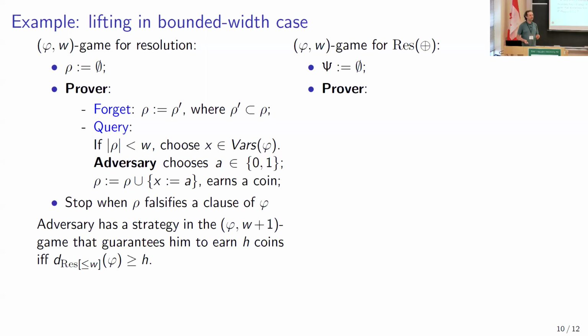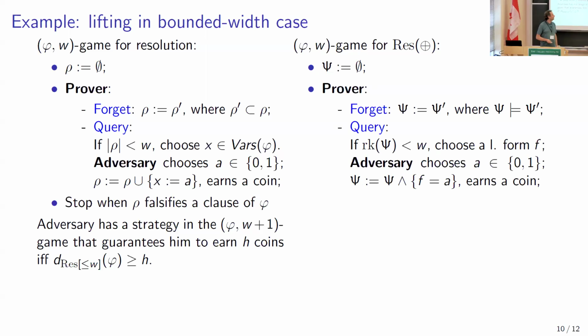Now the players have a common linear system. Initially, it's an empty linear system, or constant true. And the prover has forget. Forget now is from the linear system: we can infer any linear system that is a corollary of this linear system. And query: if the rank of the current linear system is less than W, the prover can choose a linear form and the adversary chooses the value of this linear form and adds the equation to the linear system. And the game stops when the linear system contradicts a clause.